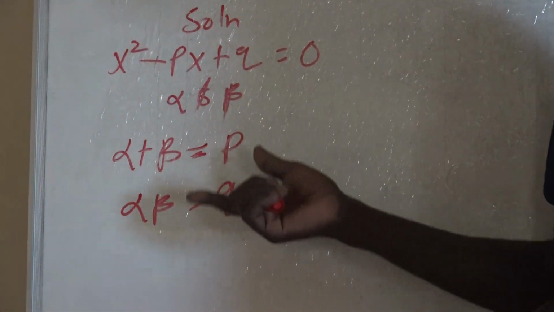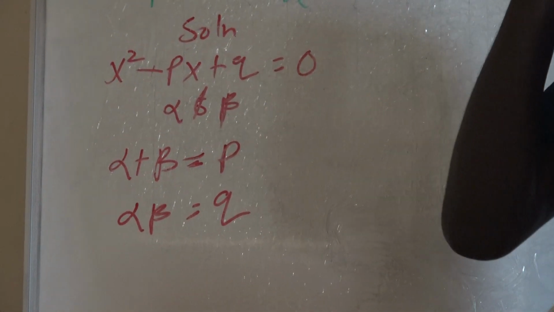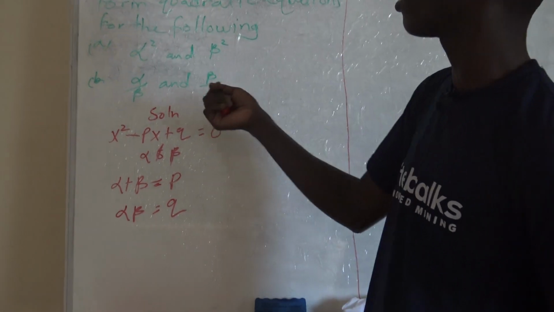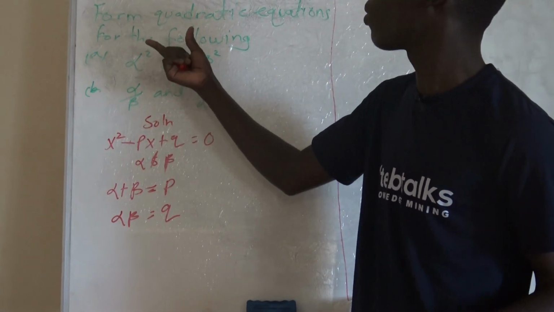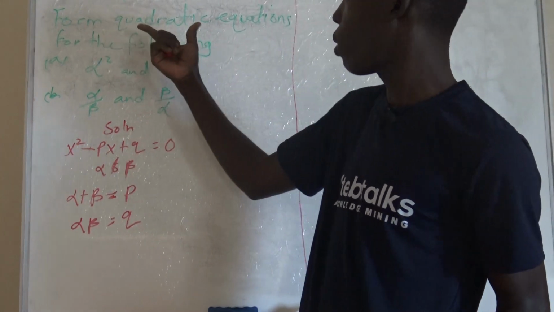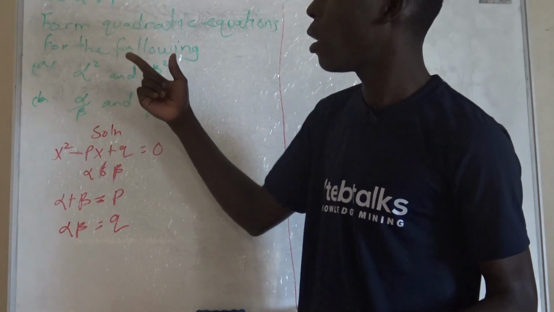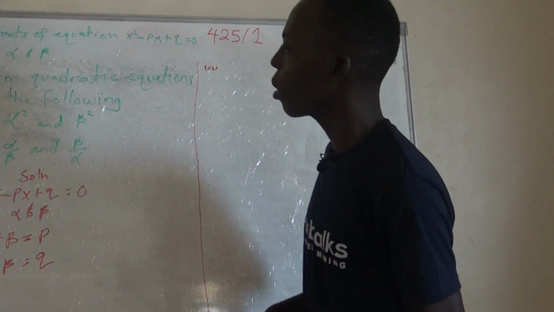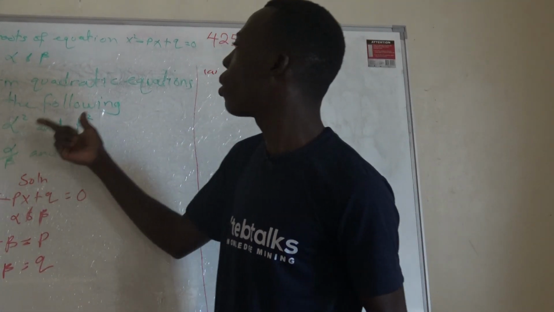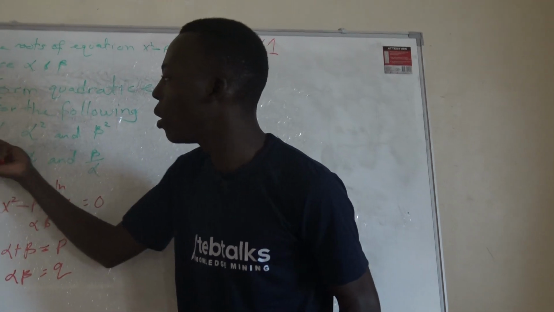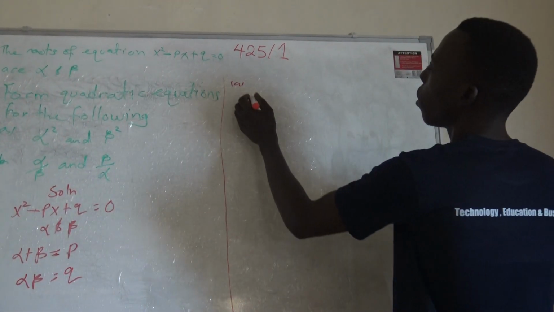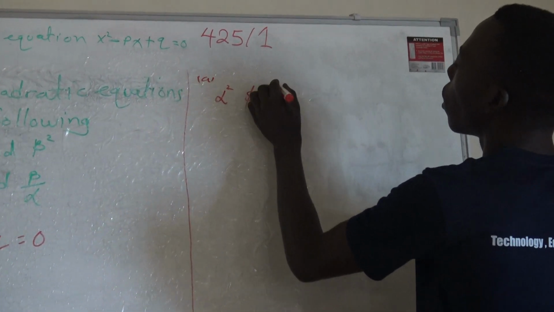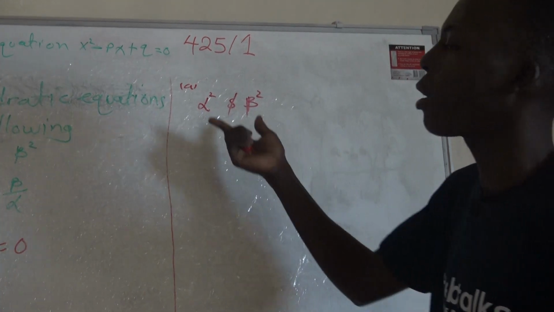So that is it. After getting the sum and the product of the roots which they have given us, we are now going to form the quadratic equations for the following. If we begin with part A, they are saying form a quadratic equation for these values. The first one is alpha squared, and the second one is beta squared.